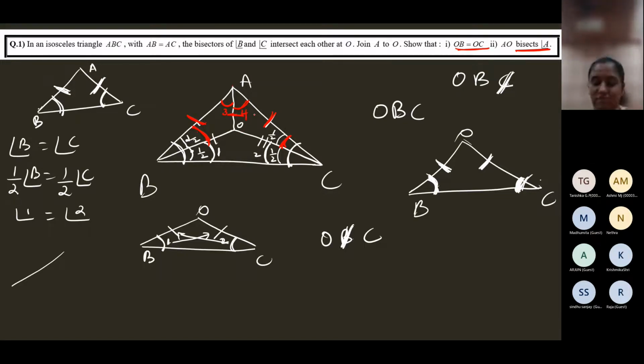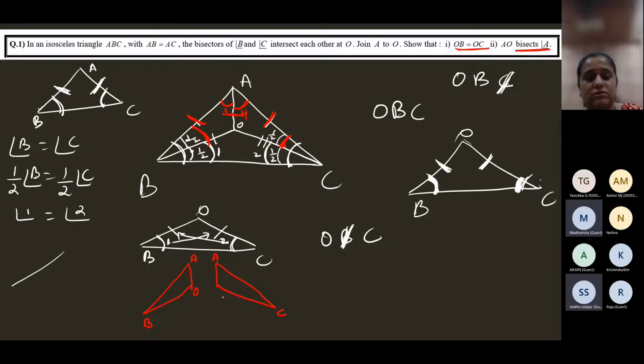So what's the congruence rule, children? What is the congruence rule? Ma'am, triangle AOB is congruent to triangle AOC. What is the congruence rule? Rule. S A SAS. We said AB is equal to AC. This angle B is equal to angle C. SAS, ma'am.